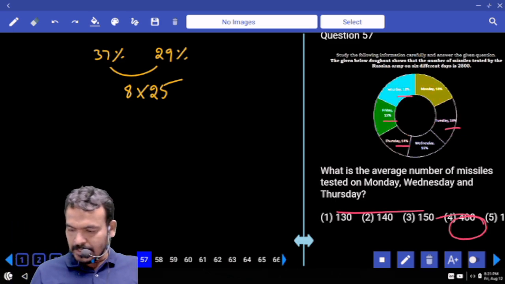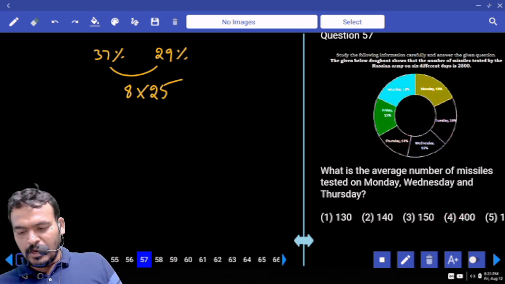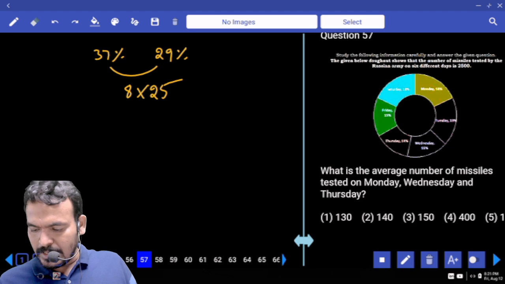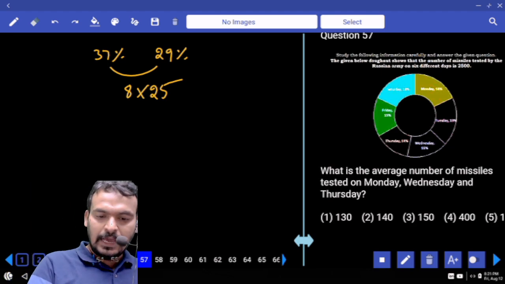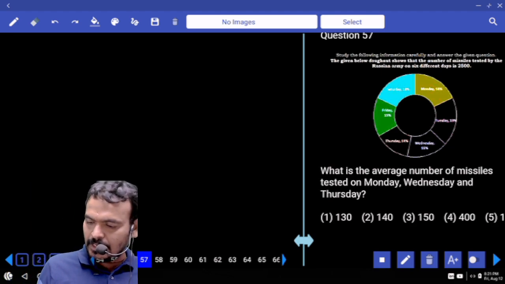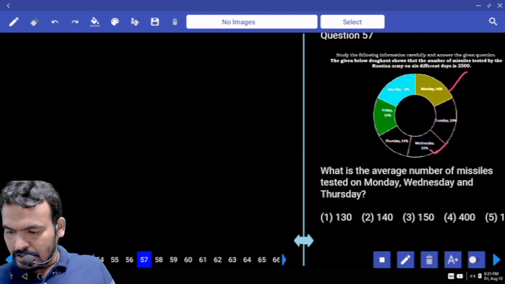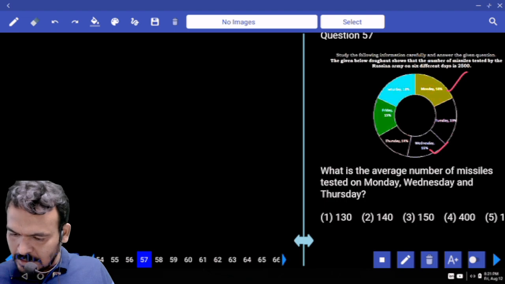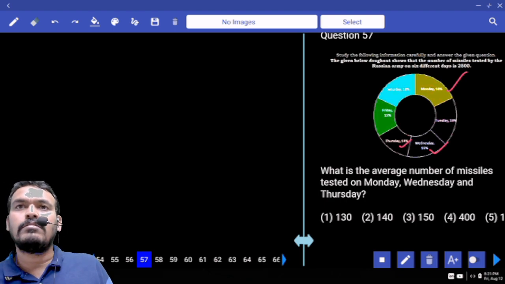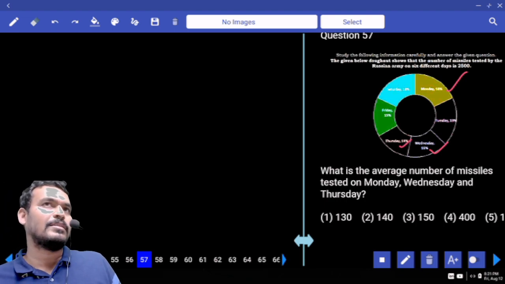Next, 57. What is the average number of missiles tested on Monday, Wednesday and Thursday? Average of Monday, Wednesday and Thursday. What is the Monday percentage? 18. Wednesday? 16. And Thursday? 14. Total? 48. Divide by 3.